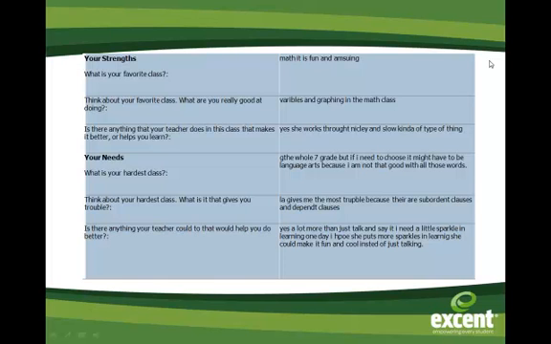So we're looking at a response from a 7th grade student to an activity about strengths. And what we're really asking the student is, what is your favorite class, what are the hardest things for you to do, and what are the easiest things for you to do.